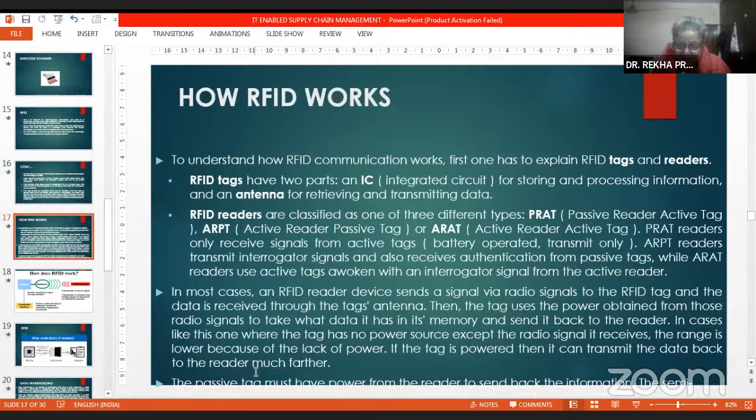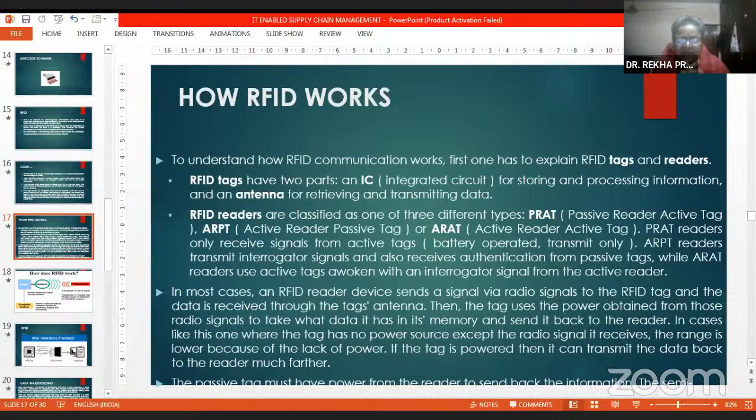So PRAT, which is passive reader active tag, only receives signals from active tags. Battery operated, transmit only. Then active reader, passive tag: readers transmit interrogator signals and also receive authentication from passive tags. While active reader, active tags: readers use active tags awoken with an interrogator signal from the active reader. So these three types of readers are there.